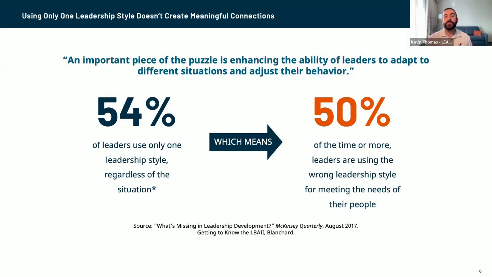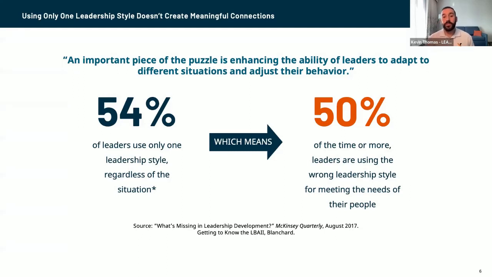A McKinsey report released in 2017 titled "What's Missing in Leadership Development" highlights this issue and the need for a more flexible, situational approach to leadership. Blanchard's research shows that 54% of leaders only use one leadership style, regardless of the situation, which means they're often using the wrong leadership style for meeting the needs of their people.